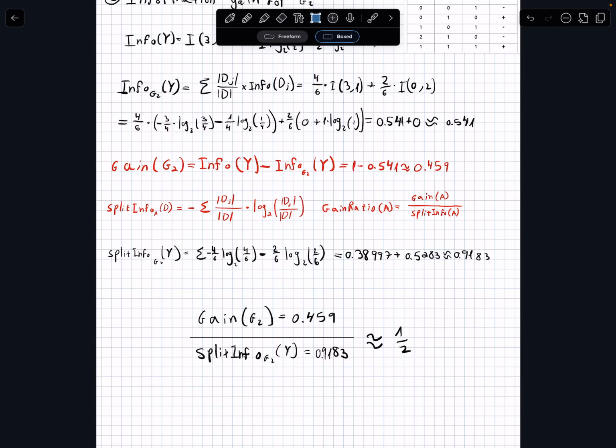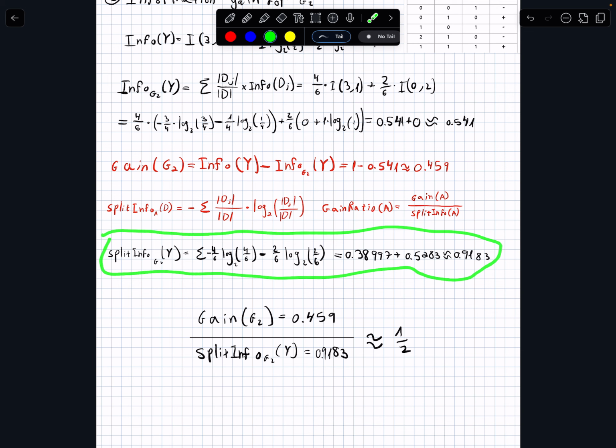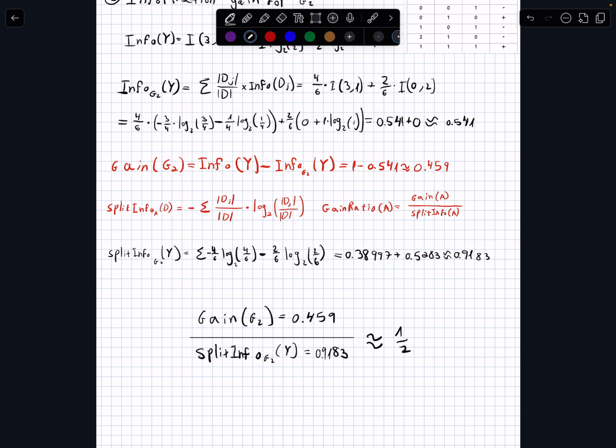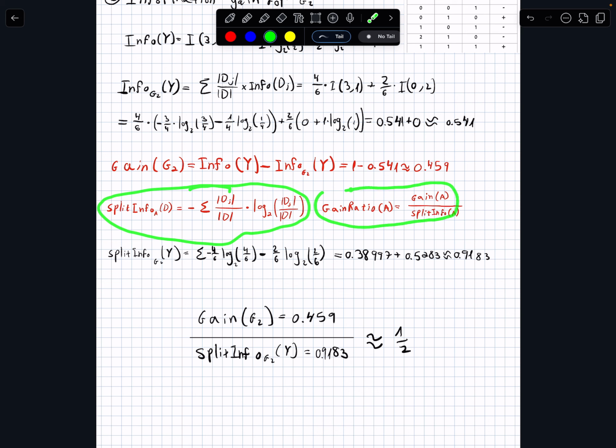Hey guys, I saw I didn't calculate the split information for the gain ratio in the previous video. I will link to the video, but I saw the video was cut off, so I'll just explain this one real quick. So the split information is calculated in the following way, and this is the gain ratio.